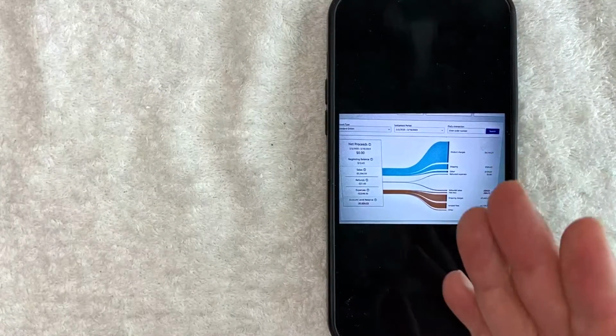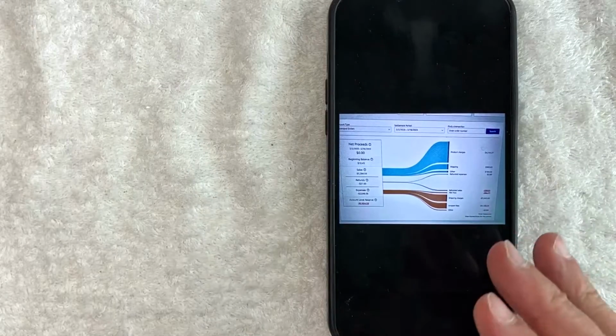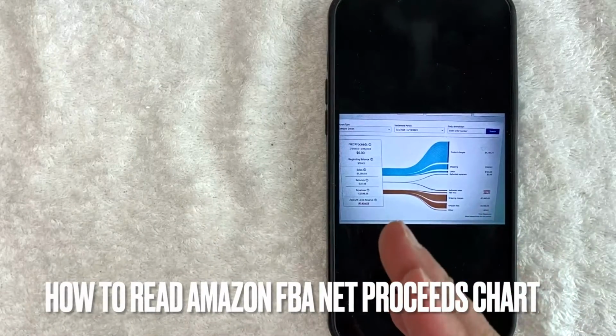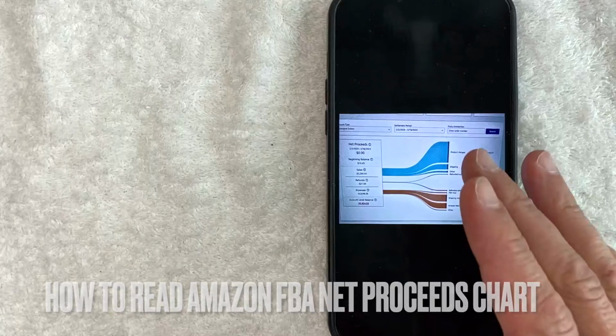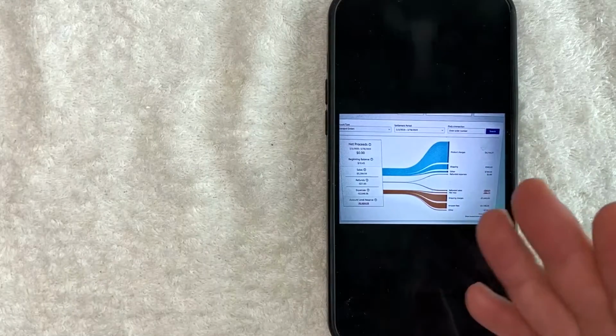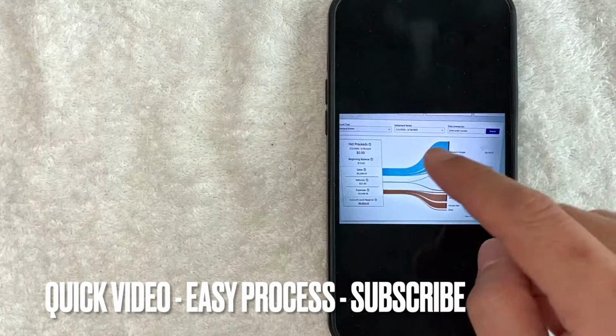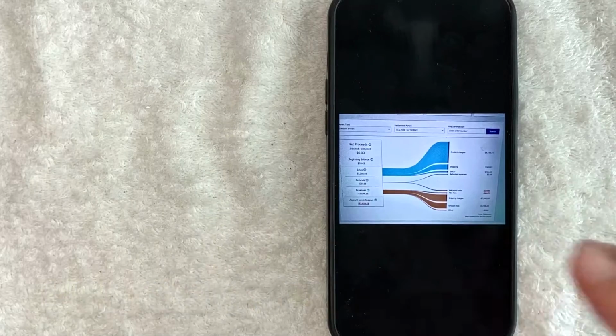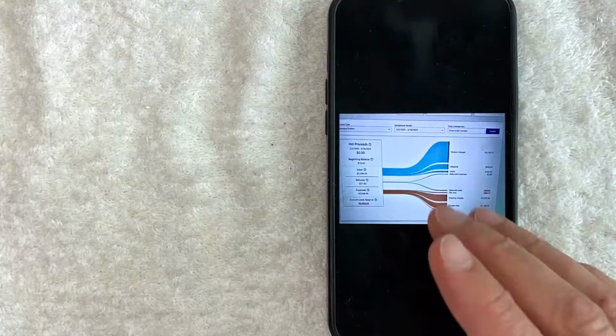Today we are talking about Amazon FBA, and more specifically, I'm going to answer a question that one of my subscribers messaged me: how do you read the Amazon FBA net proceeds graphic? So let's go ahead and talk about this. First off, this is going to be a really quick video, but I'll go over the little points that you need to pay attention to when you are reading your Amazon FBA net proceeds graphic.